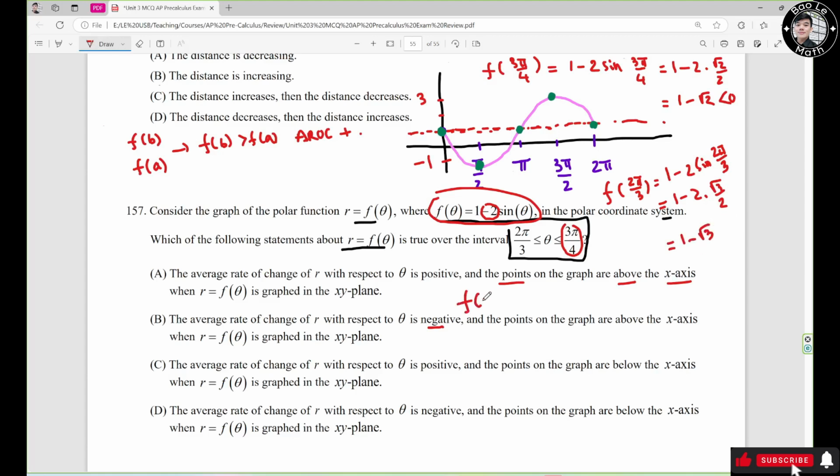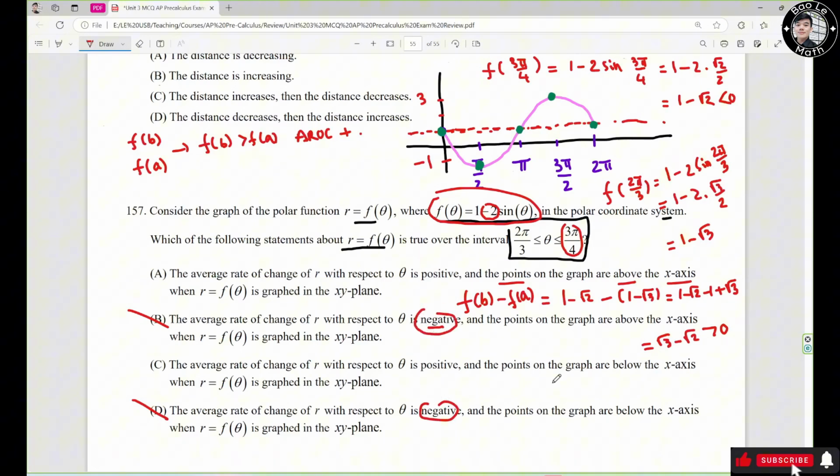Next, we need to check f of b minus f of a. So it's f of b, 1 minus root 2, subtract f of a, which means 1 minus root 3. Then it's 1 minus root 2 minus 1 plus root 3 when you distribute the negative 1. So the answer must be root 3 minus root 2, which is positive, right? If it's positive, I need to eliminate answers B and D because they are negative.